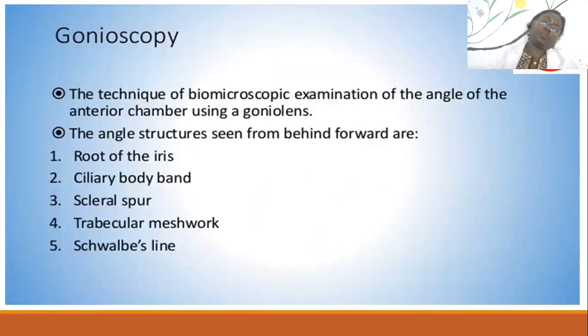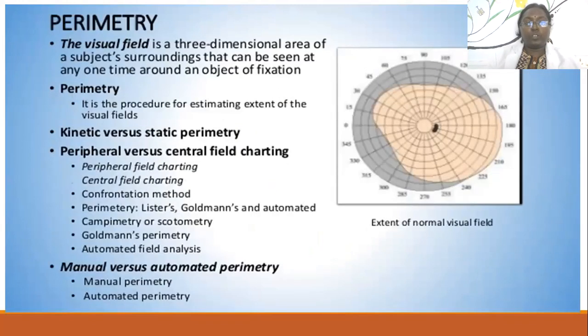Gonioscopy. This is used with a gonioscopy lens to see the structures of the angle of the anterior chamber: the root of the iris, ciliary body band, scleral spur, trabecular meshwork, and Schwalbe's line.